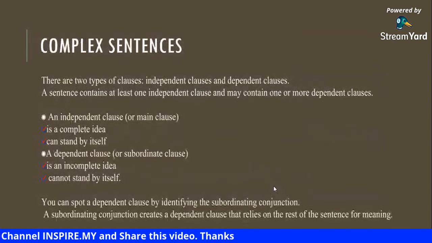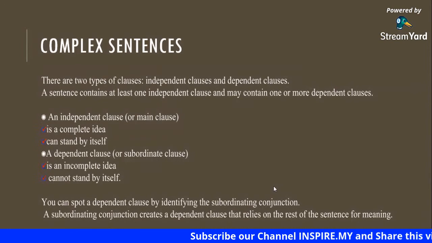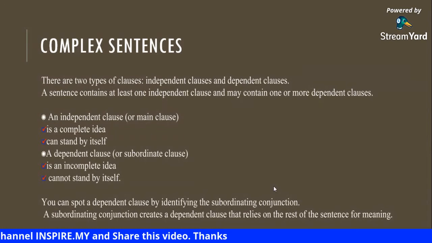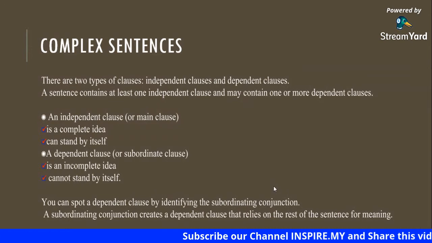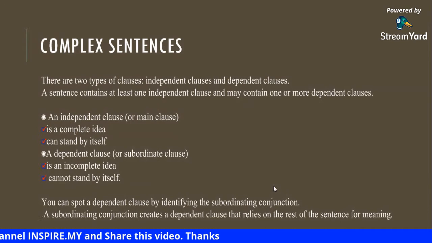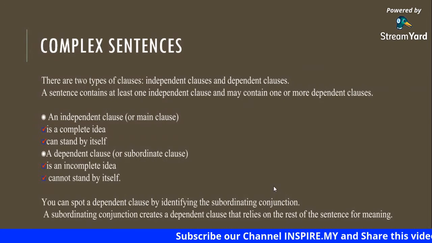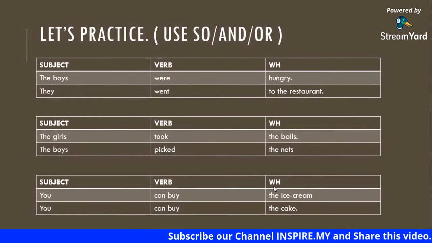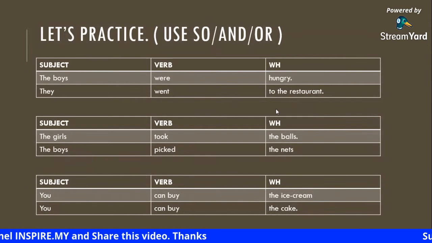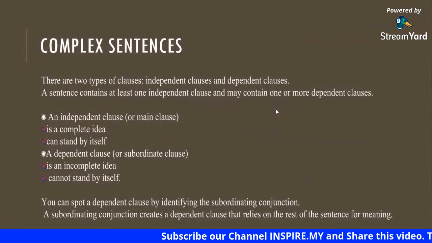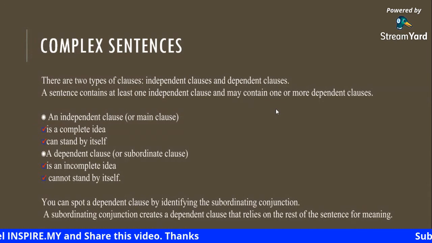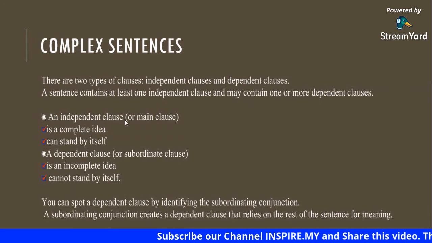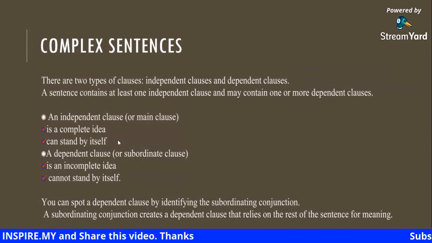Right. Complex sentences. Complex sentences are a bit difficult, and I don't think we have the time today to go into it. I think I will meet you in another session, hopefully. So I'm just going to tell you very roughly what complex sentences are. In complex sentences, there are two types of clauses, independent clauses and dependent clauses. A dependent clause cannot stand alone. For example, just now, the boys were hungry is one sentence, they went to the restaurant is one sentence. But in complex sentences, an independent clause, or the main clause, is a complete idea and can stand by itself. A dependent clause is an incomplete idea, it cannot stand by itself.